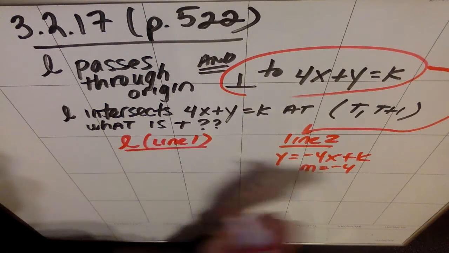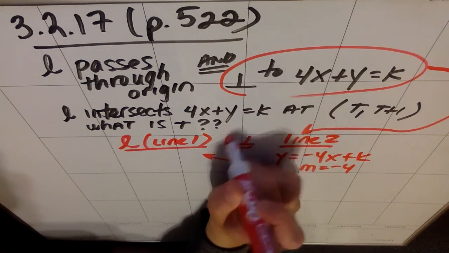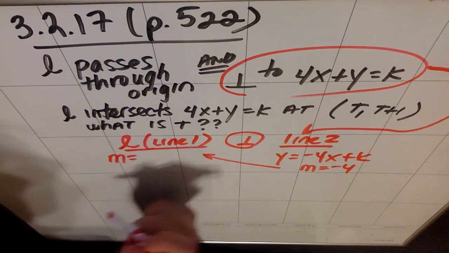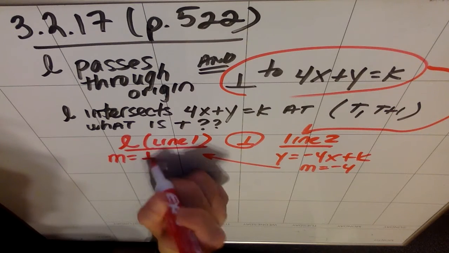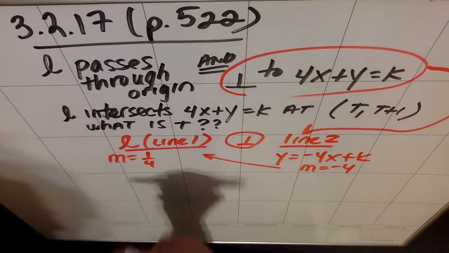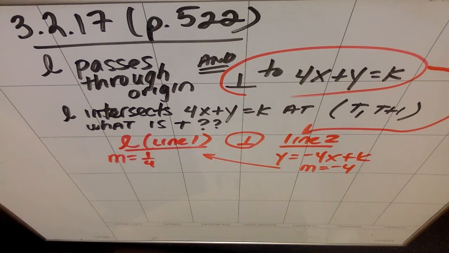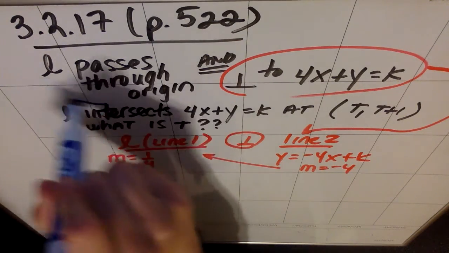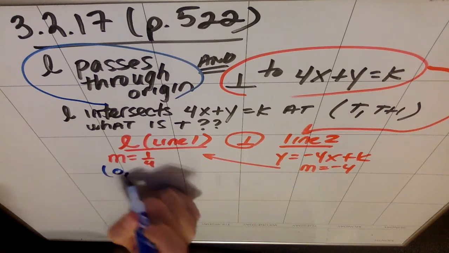must have a slope that is the opposite reciprocal, meaning this one has a slope of 1/4. Because flip the slope, that's the reciprocal part, and opposite part means change the sign. So since line L passes through the origin, I know it has the point 0, 0.